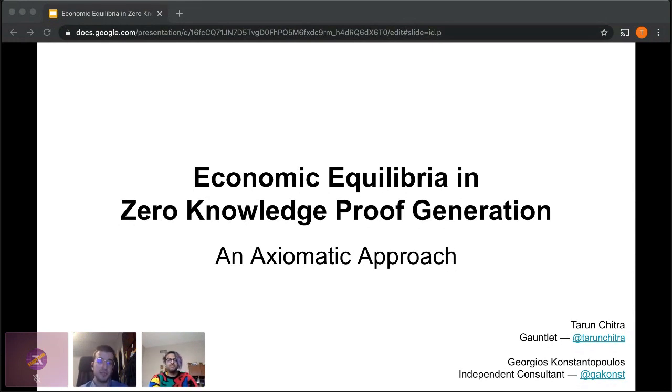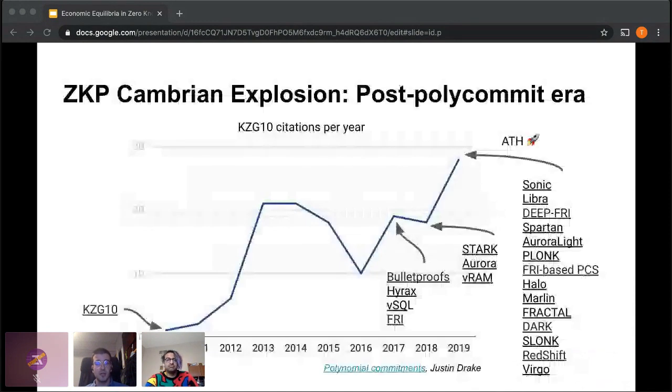So for the past few years, we have seen a kind of Cambrian explosion in the world of succinct, transparent, and universal zero-knowledge proof systems. And many of these systems were created to help create private, scalable, blockchain-based smart contract platforms. And in this context, we have a group of participants that create proofs in order to operate a decentralized network. And they're incentivized to do so via some reward.